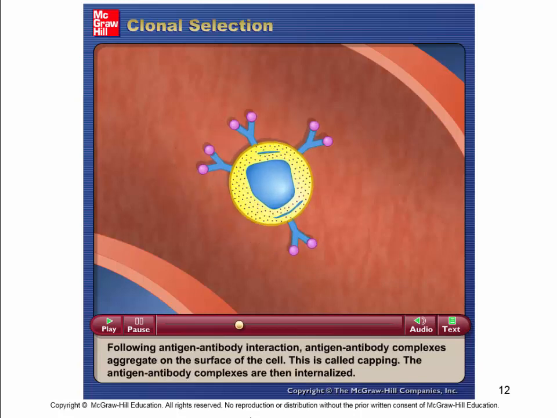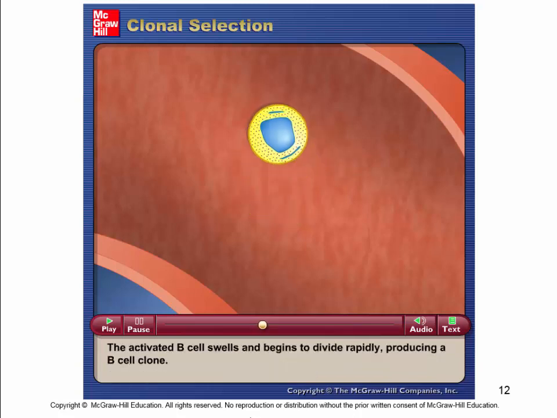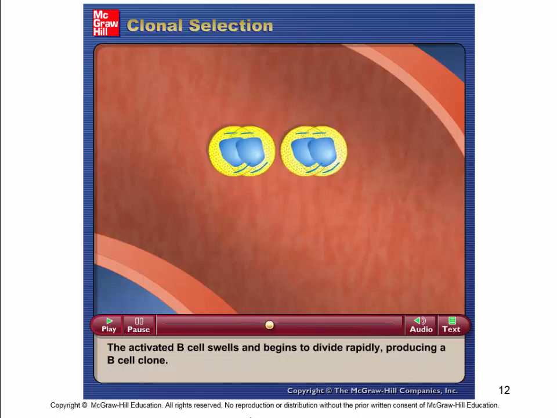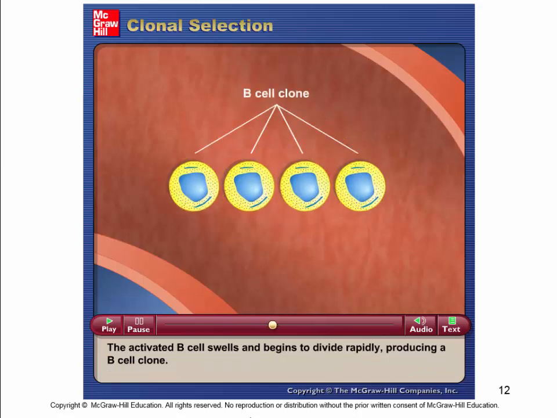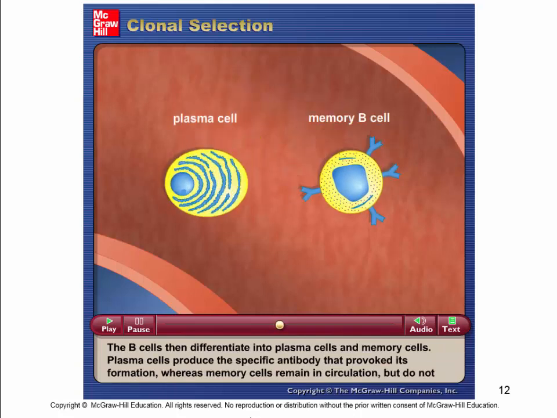Following antigen-antibody interaction, antigen-antibody complexes aggregate on the surface of the cell. This is called capping. The antigen-antibody complexes are then internalized. The activated B cell swells and begins to divide rapidly, producing a B cell clone. The B cells then differentiate into plasma cells and memory cells.